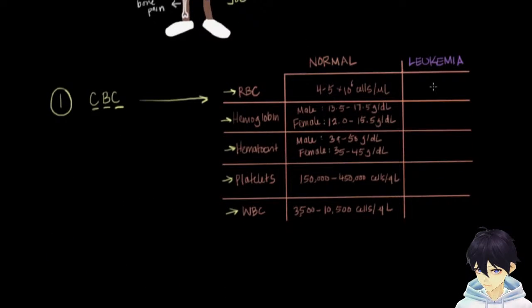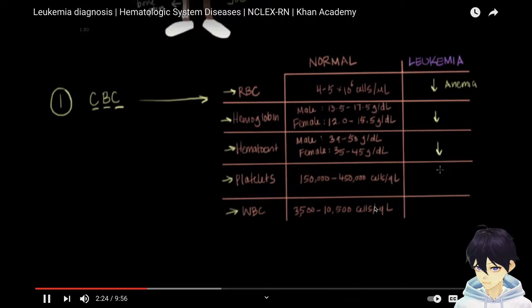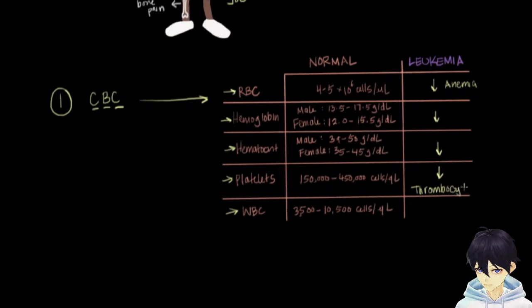So the CBC shows us that he has a decrease in his red blood cell count, and that's called anemia. And he also has a decrease in his hemoglobin and hematocrit, and that's just from the decrease in the red blood cell numbers. And he also has a decrease in his platelet count, and that's called thrombocytopenia. Okay. And finally, he has a decrease in his white blood cell count, and that's called leukemia. Actually, in leukemia, you could also see an increase in white blood cell count.